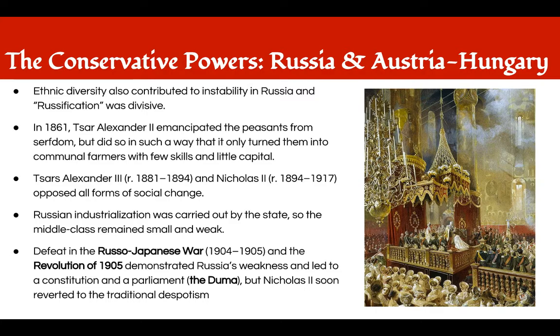Russian industrialization is carried out mainly by the state, so the middle class remained small and weak, while the landowning aristocracy dominated the courts and administration. And as we'll see later, the defeats of Russia in the Russo-Japanese War and the Revolution in 1905 really demonstrate the weakening of Russia. Tsar Nicholas II instituted a constitution and a parliament, but he soon basically just reverted to the system of despotism of the czars of Russia. So that's going to eventually spell disaster for Russia.